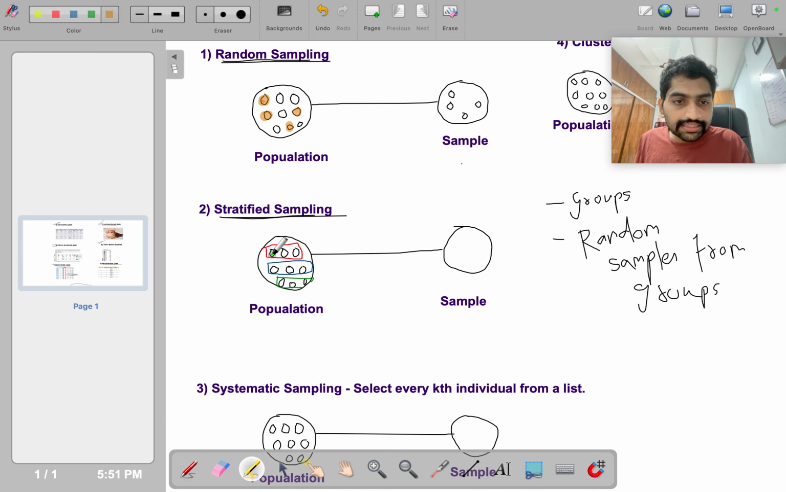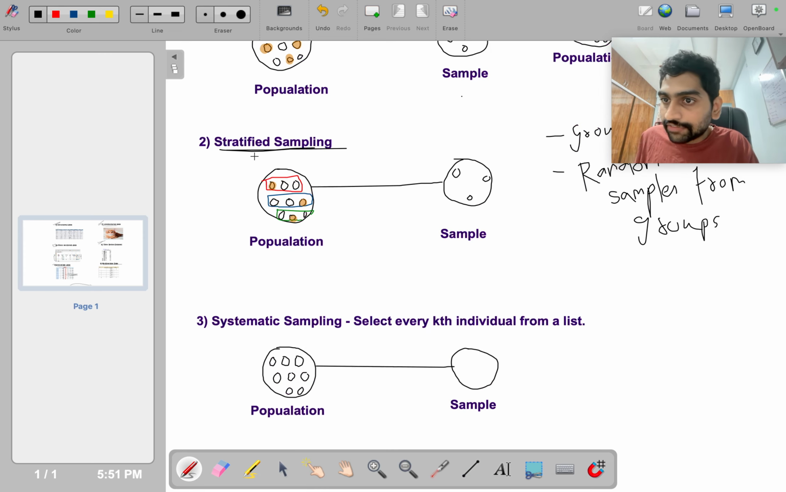Let's say we are selecting this particular data and this particular data. Our sample will be like this and this. So we are first creating the groups, and within each group we are doing random sampling. So this is stratified sampling.